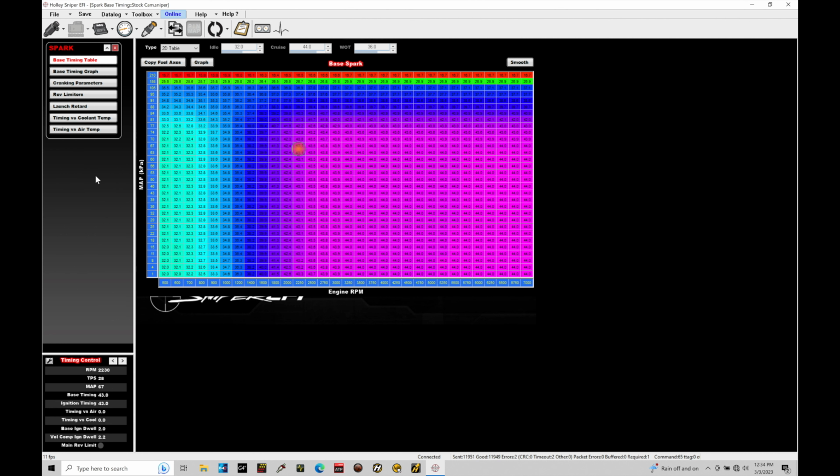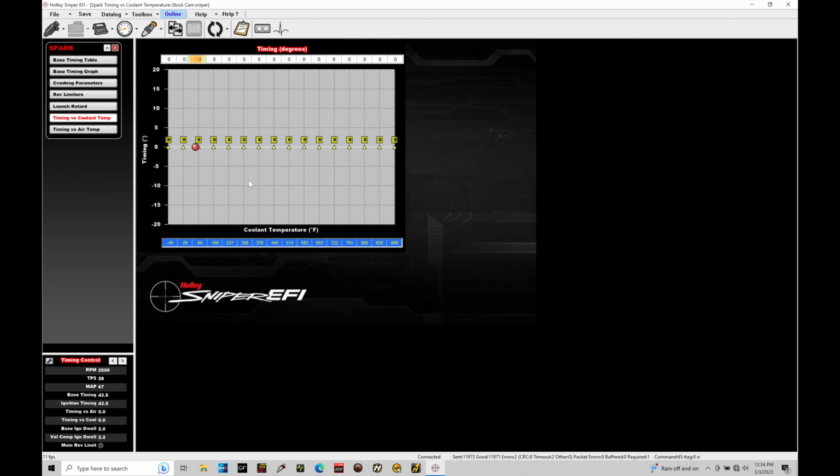First table we're going to be talking about is our timing versus coolant temperature. This table will allow us to offset spark timing relative to the engine's coolant temp. First, let's talk about the axis scaling down here. We need to fix the axis scaling. It starts off here at -40 and goes to 999 degrees. Obviously, this is incorrect, so we need to fix this.